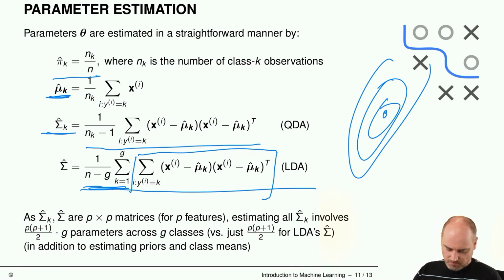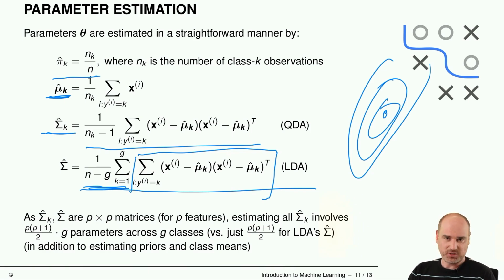So the most important part is this estimation here of the covariance matrices. These are P times P matrices, right? Because we have P features. So if we estimate this for QDA, how many parameters do we have?